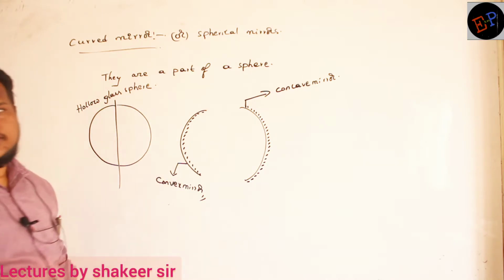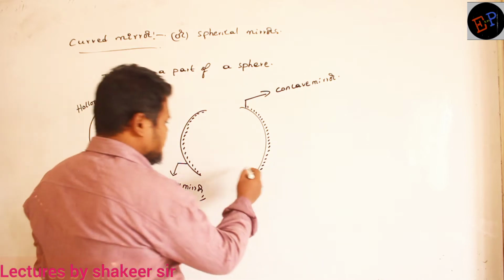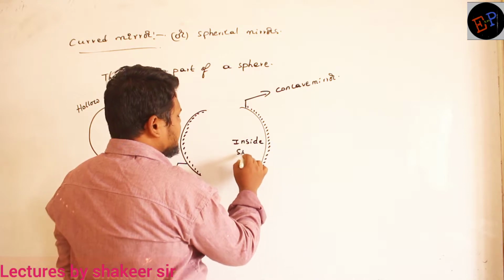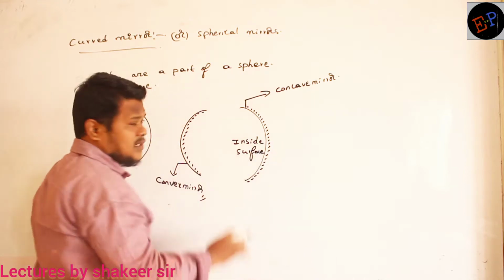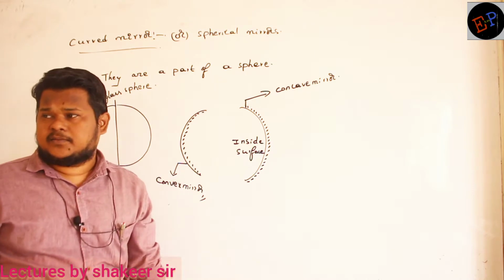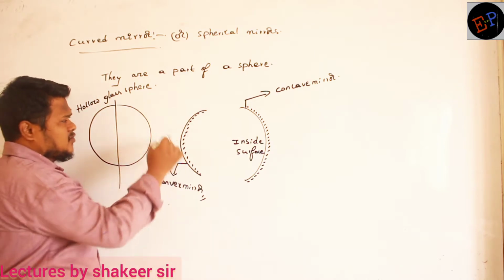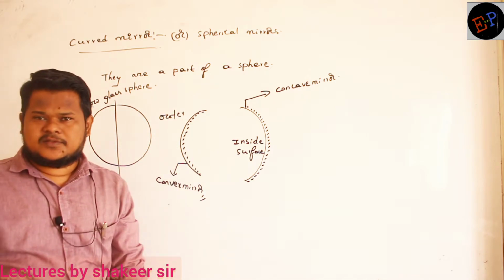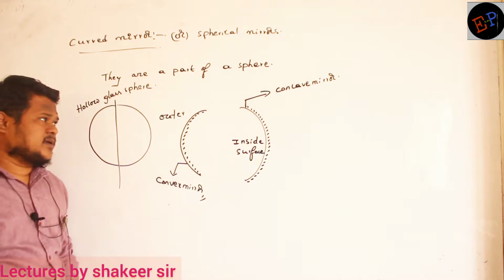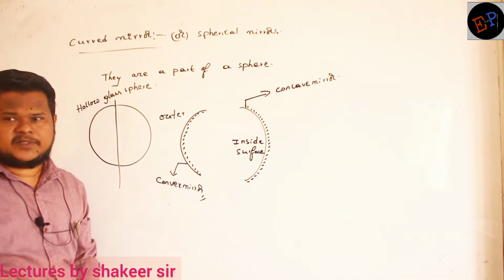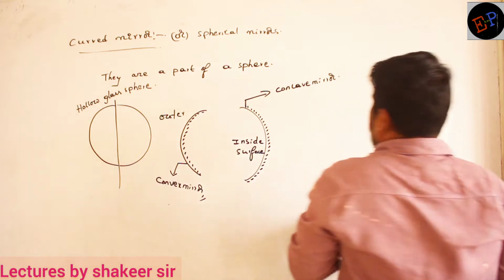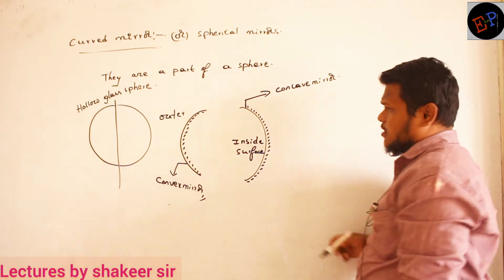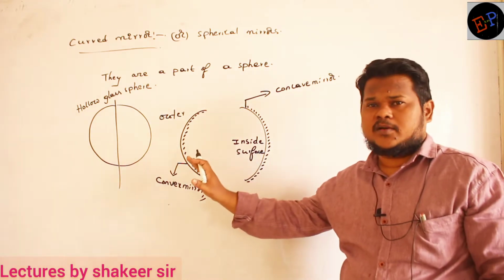You should not forget the difference between them. Here, which surface is behaving like a reflecting surface? The inside surface, or the surface which is looking like a cave, is behaving like a reflecting surface, whereas here the outer surface is behaving like a reflecting surface. Are you able to understand? So this is basically what is called concave and convex mirrors, curved mirrors. That's it. Now see, we will study the different terminologies related to these curved mirrors.